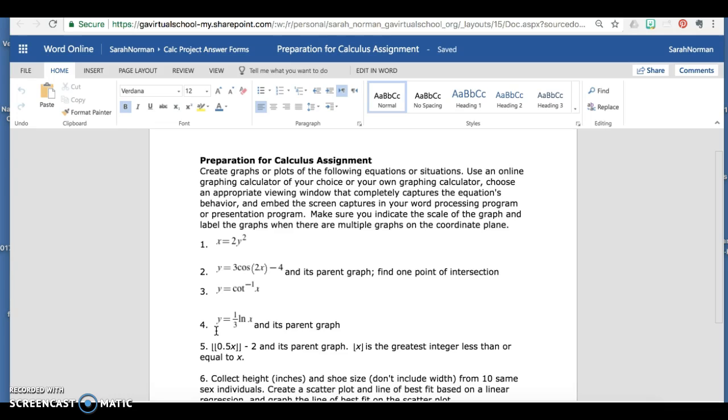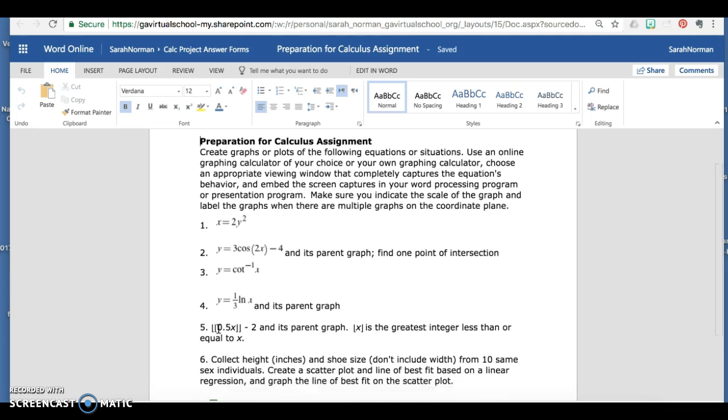Let's see, and then this one, y equals 1/3 natural log of x and its parent graph. Well, the parent graph would be just natural log of x. You don't have to provide an intersection for that one. It just is simply both of those graphs on the same graph, y equals 1/3 natural log of x and y equals natural log of x.